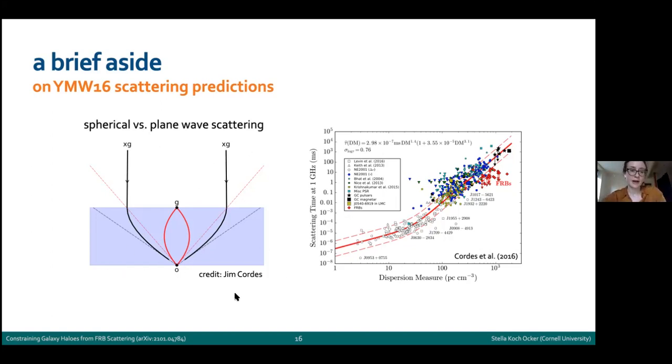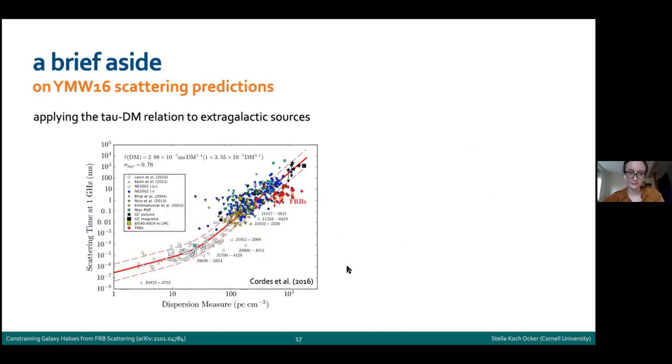And so this is being represented in this diagram on the left, where you can see that the plane waves get scattered from wider angles than the diverging spherical waves do from a source inside the scattering medium. So it turns out that YMW16 inaccurately corrects for this difference between spherical and plane wave scattering. So this is one of the reasons why it overpredicts FRB scattering.